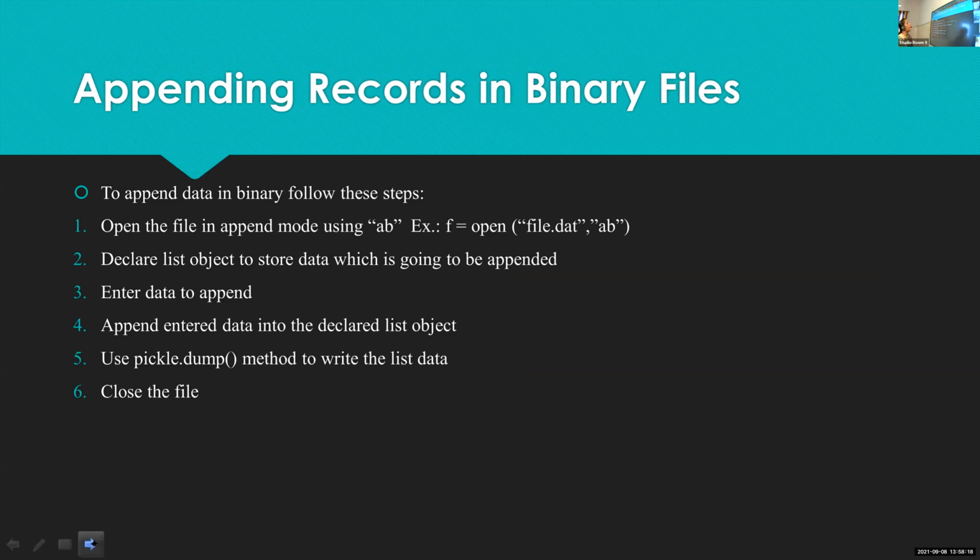The next topic is appending records in a binary file. What is appending, Emmanuel? In the case of text files we discussed appending. What is appending? Where do we add? At the end. Yes, appending means adding the data at the end of the file. We already discussed appending methods in text files. Now it is based on binary files. There are mainly 6 steps related to appending. Just write these points. After that I will explain.